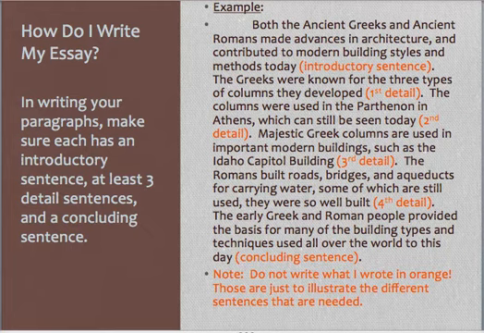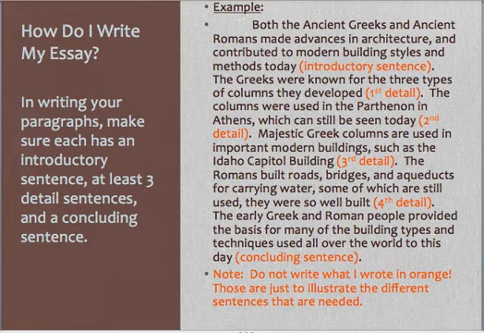So here's an example of what I wrote, just to show you how to do this paragraph. Both the ancient Greeks and ancient Romans made advances in architecture and contributed to modern building styles and methods today. So that's your introductory sentence. And I also stated how the ancient Greeks and Romans can compare, how they're the same in what they did with architecture. So let's go on. The Greeks were known for the 3 types of columns they developed. There's my first detail sentence.